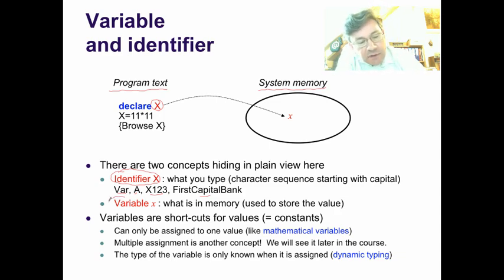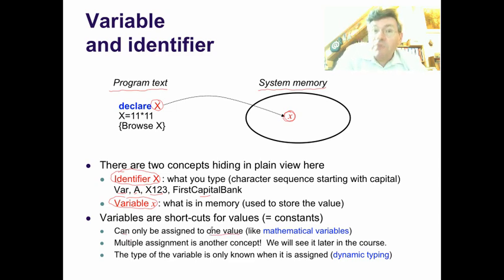And then the second concept is one we do not see, which is the variable in memory. I will always denote these by small italic letters. So the little x here is a variable in memory. It starts out being unbound, but it will be bound to a value. So variables in memory here are in fact shortcuts for values. We will bind them to values. They can only be assigned to one value, so they're like mathematical variables.